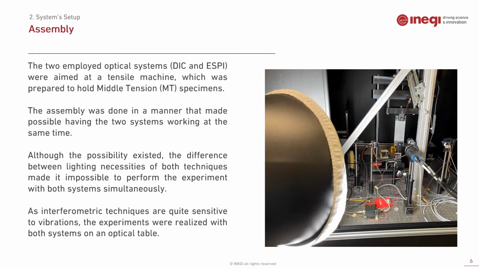Showcasing now both of the systems' assembly, they were both aimed at the tensile machine used for the experimental work, which was prepared to hold middle tension specimens that will be observed further. The assembly was done in such a manner that it was possible to utilize both systems at the same time, but the different lighting necessities ruled this option out. As the interferometric techniques that the ESPI system uses are extremely sensitive to vibrations, the experimental work was carried out with both systems on an optical table.